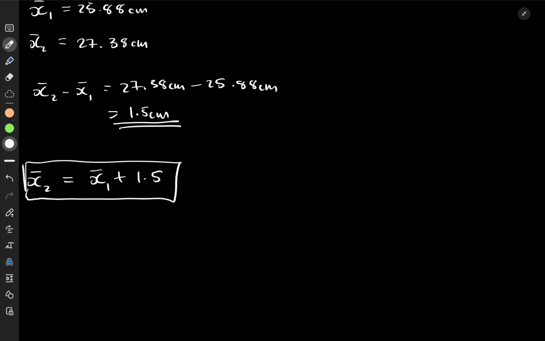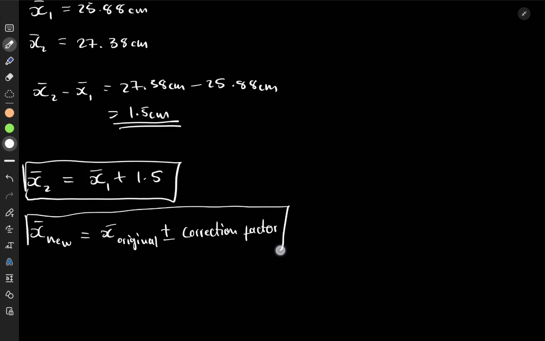So we say the new mean is equal to the original mean, plus or minus the correction factor, depending on whatever has happened. If the values were less than they should be, then you need to add the correction factor. If the values were too big, then you need to remove that correction factor.